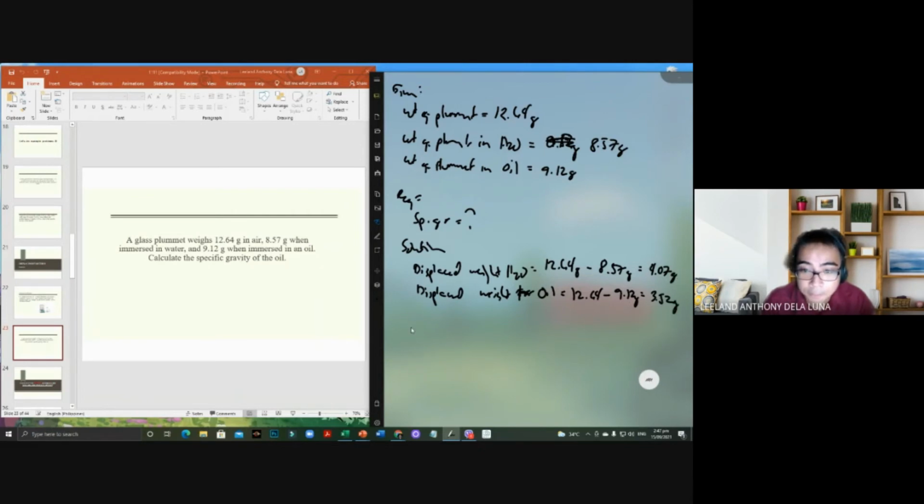Alright? So therefore, class, pag nag-compute tayo ng specific gravity gamit yung plummet method, gagawin mo lang dyan is weight of substance divided by weight of water, yung nag-displace. Okay? So therefore, 3.52 grams divided by 4.07 grams. Ang lalabas would be 0.86 for our specific gravity.